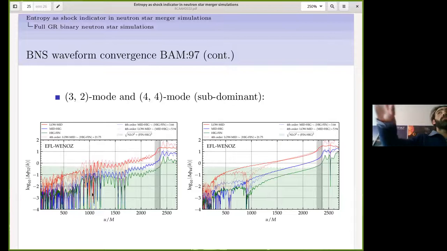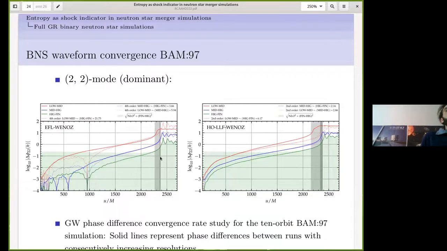These are by nature more noisy, but it's clear that here before the merger, we have convergence. Also, I would like to say that this gray line here is the merger. That's the time, its scale is retarded. So this green one here shows where the merger happens.